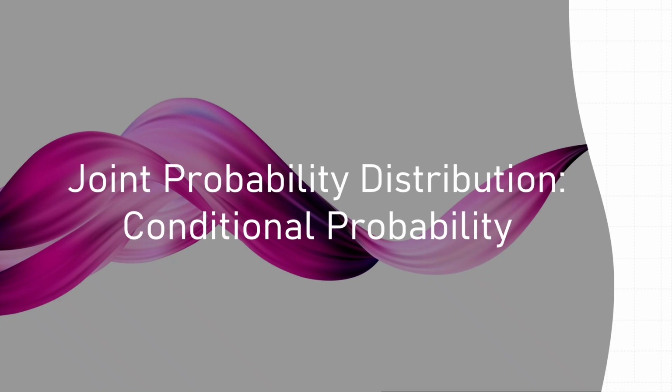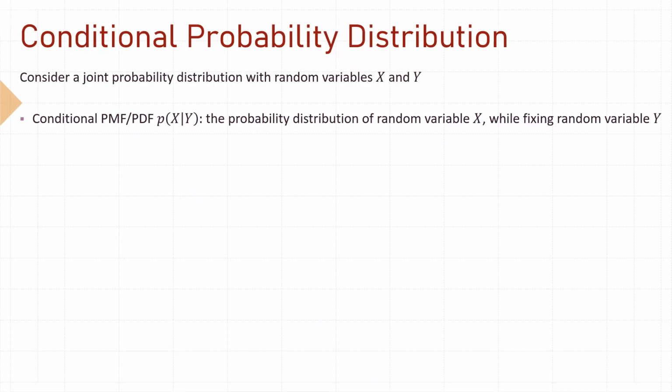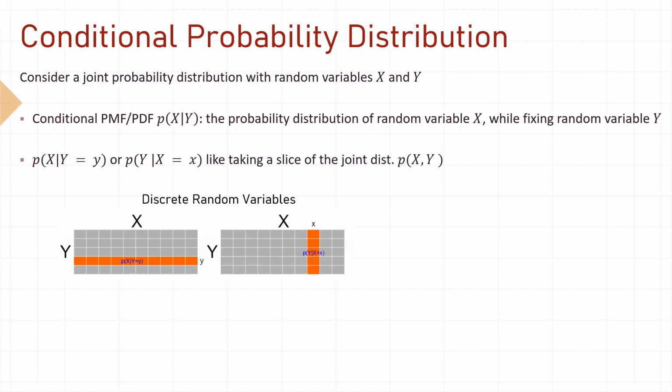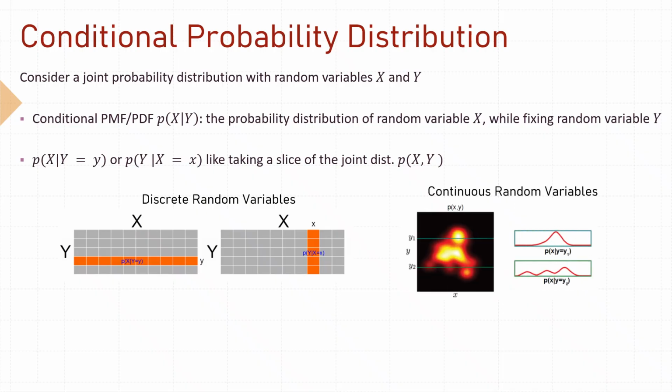Here, we'll talk about conditional probability in joint probability distributions. In the context of joint probability distributions, conditional probability distributions allow us to describe the probability of one random variable x given that another random variable y has taken a specific value. This conditional probability function provides the updated probabilities for x after observing y.